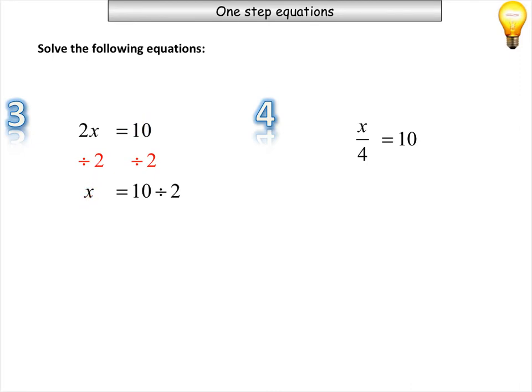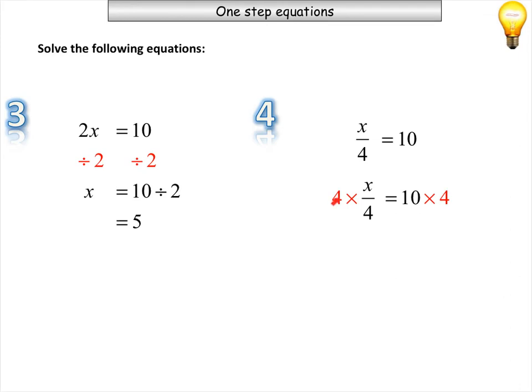And then we have 10 divided by 2. Evaluate that expression, and we have 5. So 2 times 5 is equal to 10, so therefore our answer is 5. Now, what's happening with the x in this equation? x over 4. This is another way of writing divided by 4. So what's the opposite of dividing by 4? Multiplying both sides by 4.